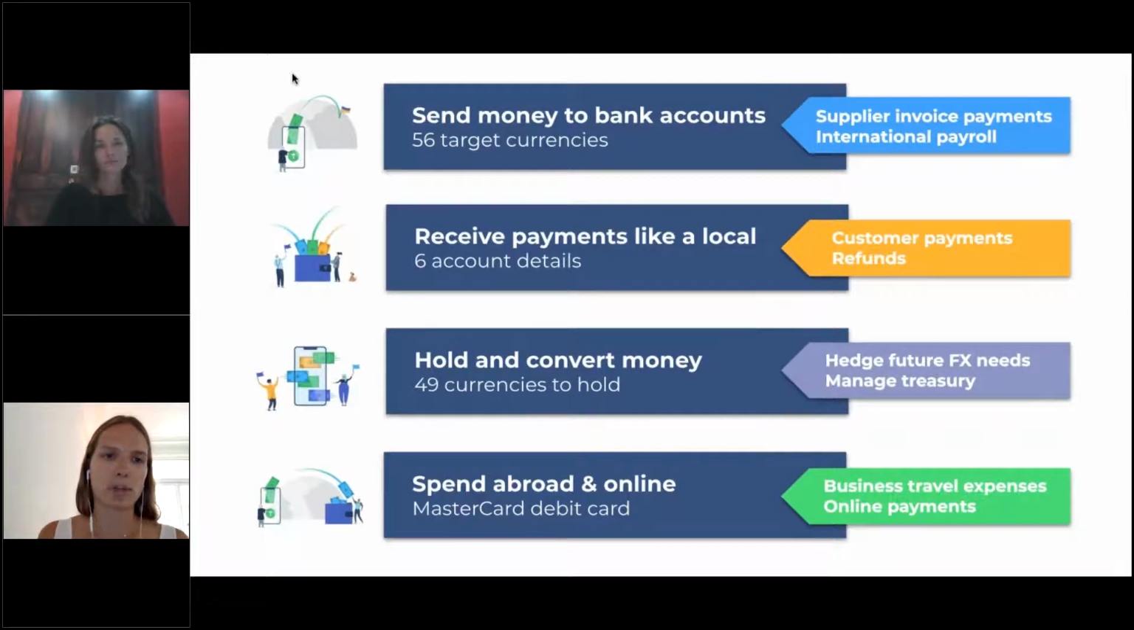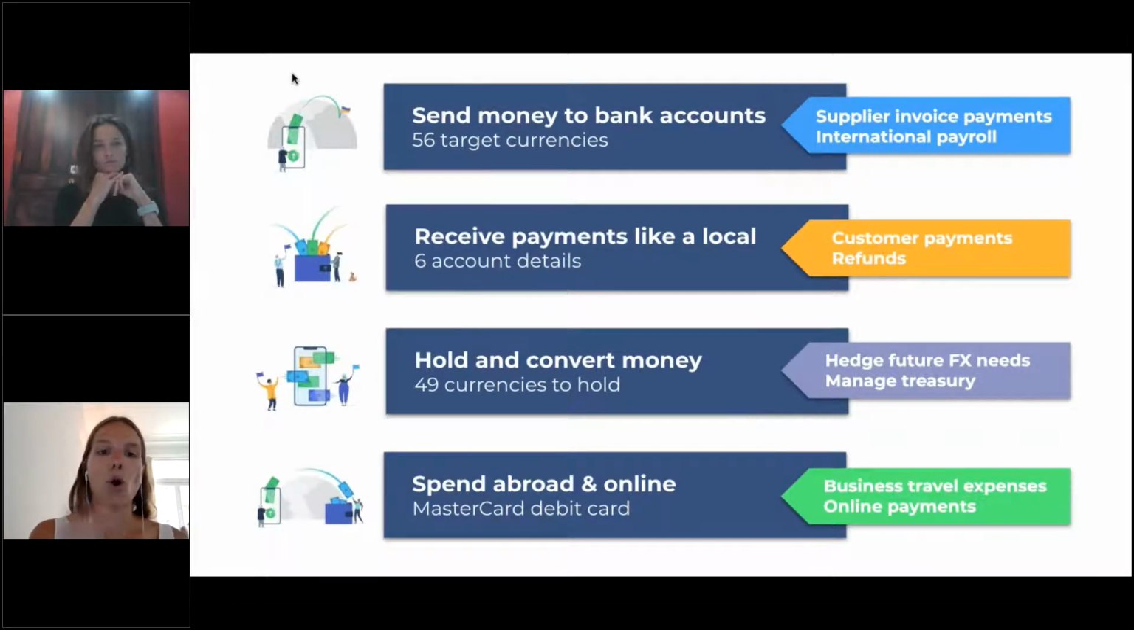With the Transferwise account, you can also receive payments just like a local. So we'll go into this in a bit more detail later, but the account comes with local account details to receive payments just as if you had opened a physical bank account in these countries. So this is super helpful if you think about receiving payments from your customers or even refunds from different businesses.